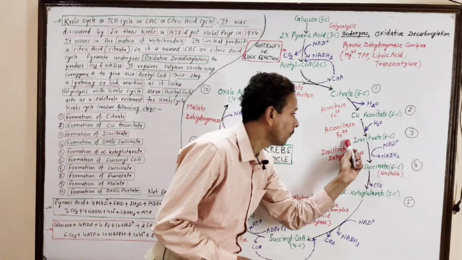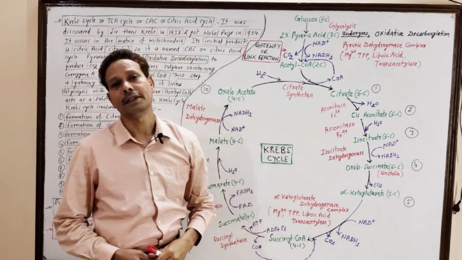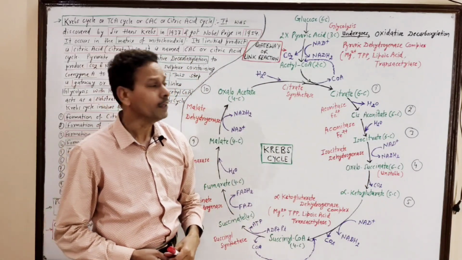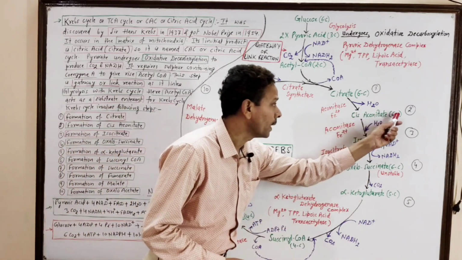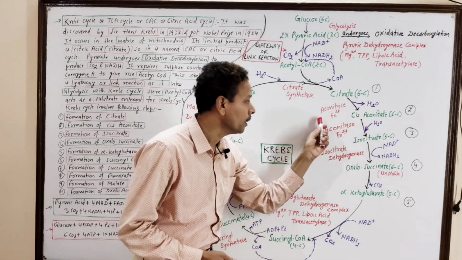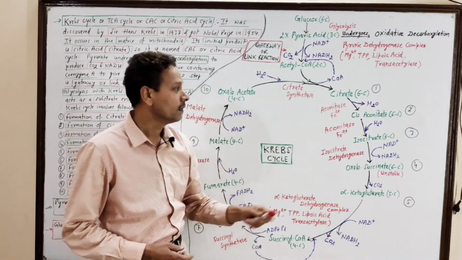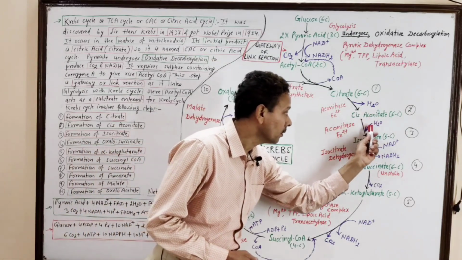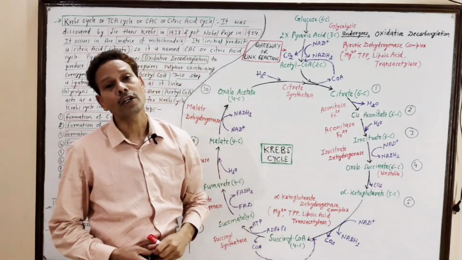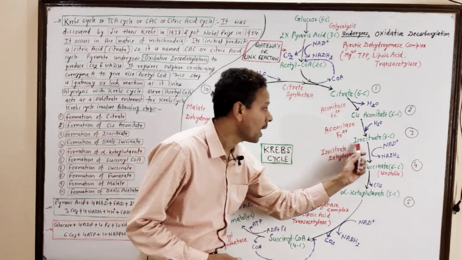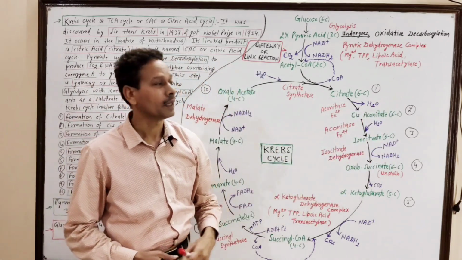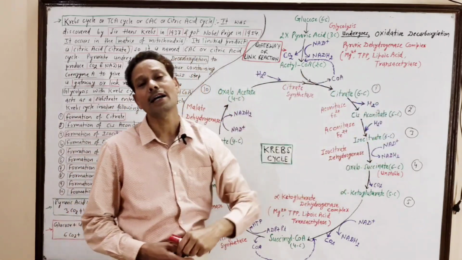Third step is the formation of isocitrate, in which this cis-aconitate, a 6 carbon compound, in presence of the iron containing enzyme aconitase and in presence of a water molecule, produces isocitrate, that is again an isomeric form.